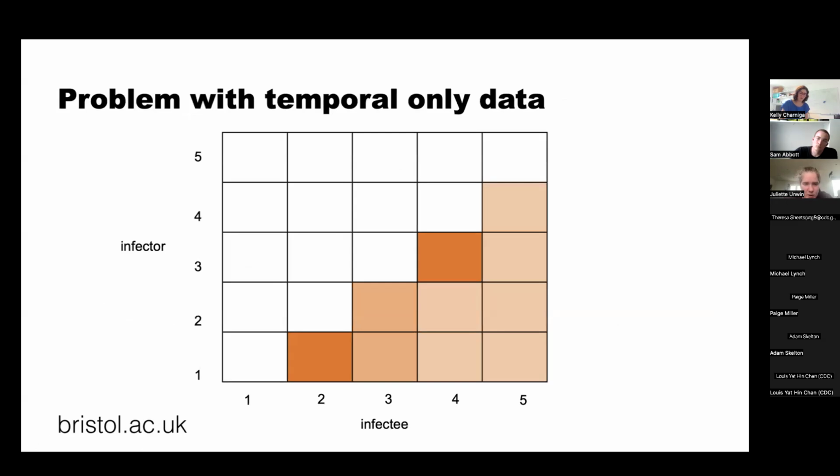This is what you end up with for temporal only data. It's very easy for the second case to say that it definitely came from the first case, but as soon as you have case 5, it could have been infected by all the previous cases. So you don't really get identifiability in your transmission chain with only time data.